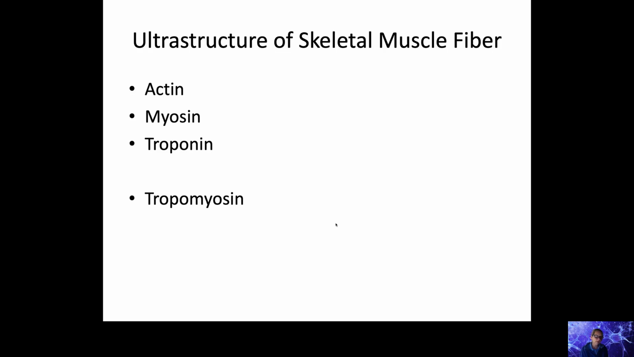We also need to discuss troponin and tropomyosin, and I put these together because they form a complex which is conveniently known as the troponin tropomyosin complex.